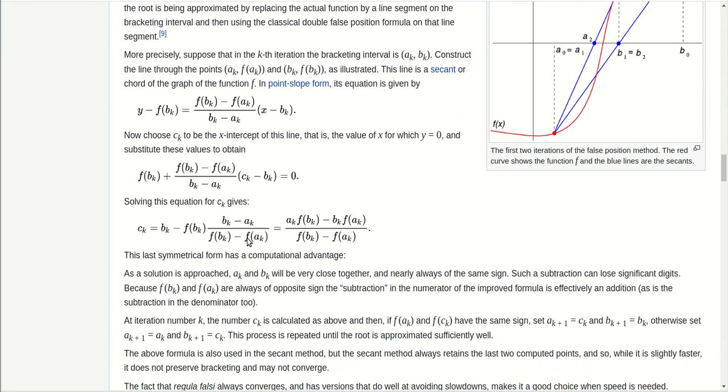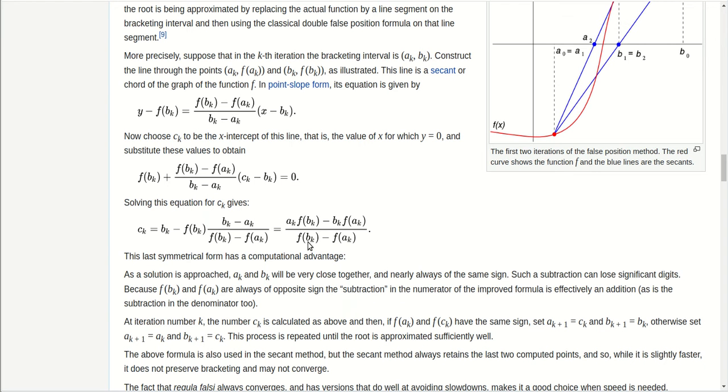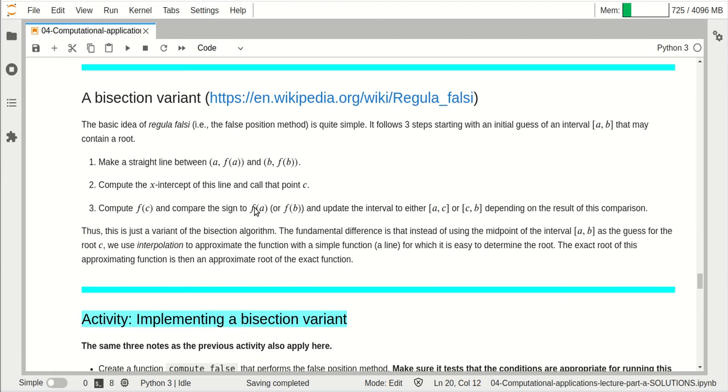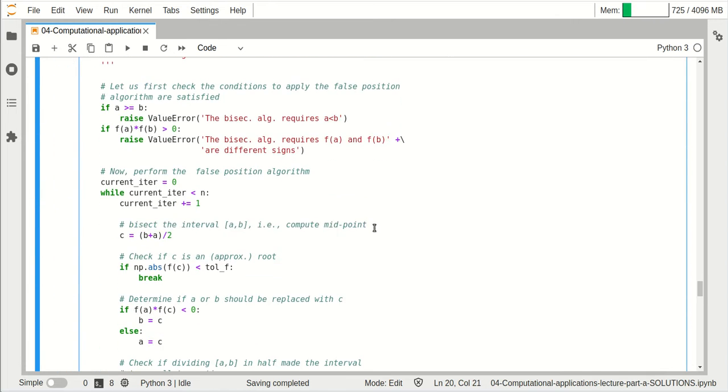That's what you do. In the end, you can use one of these two forms. You can use this form or this form. I'm just going to go ahead and code up this form. This form right here, a f of b minus b f of a divided by f of b minus f of a. Remember, we're updating A and B each time, so we don't have any of these subscripts. So, we're going to compute the root of the line connecting A, f of A, and B, f of B.